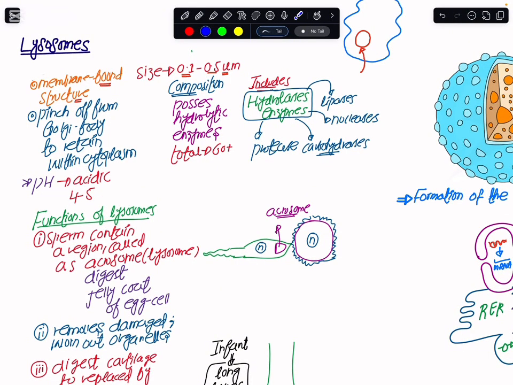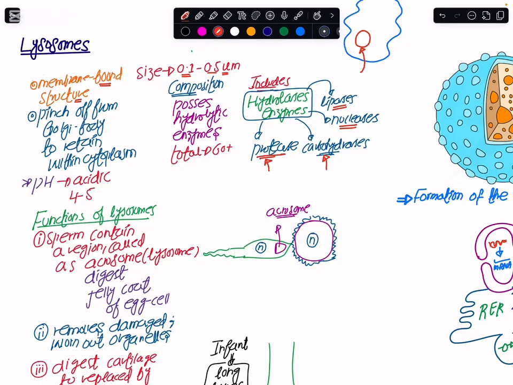If we try to say how many enzymes we have within these lysosomes, there are more than 60 enzymes. Generally, the enzymes in the lysosome are referred to as hydrolases. Among the hydrolases, we have lipases that break down the lipids. We have the nucleases that break down the nucleic acids. Then we have the carbohydrases that digest the carbohydrates, and the proteases within the lysosomes that digest the protein components into amino acids.